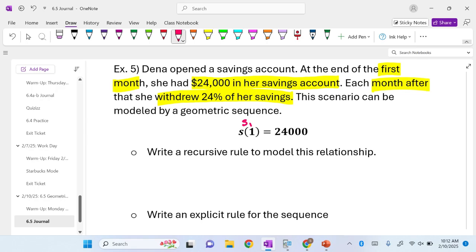Now, they also gave us the common ratio, well, kind of. So think about this logically. If we're withdrawing from our bank account, does that mean that I'm putting money in or taking money out? Taking it out. So does that mean that by the end of each month after the first, I will have less money than what I started with or more money than what I started with? Less.